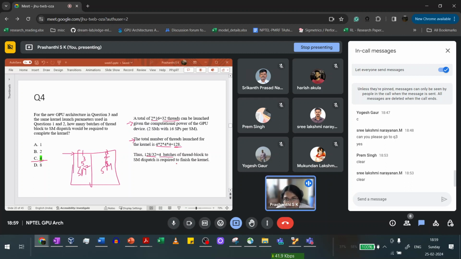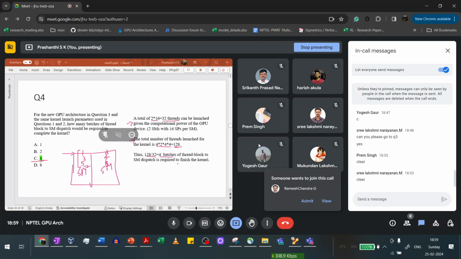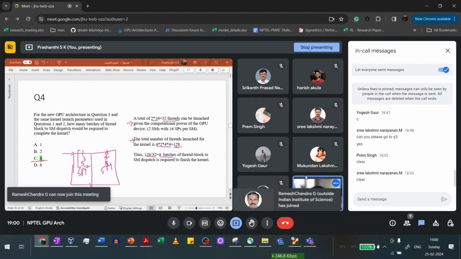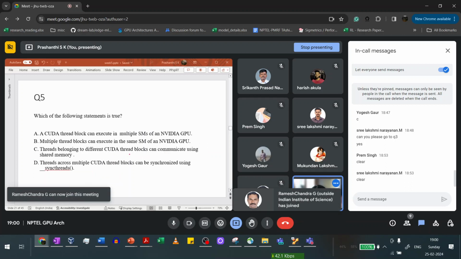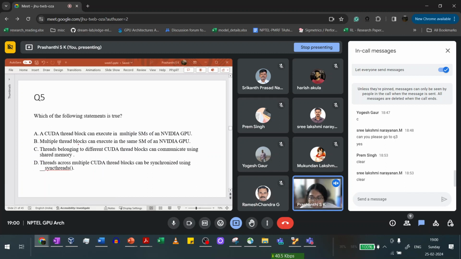Okay, let's continue. Which of the following statements is true? A CUDA thread block can execute in multiple SMs. Multiple thread blocks can execute in the same SM. Threads belonging to different CUDA thread blocks can communicate using shared memory. Threads across multiple CUDA thread blocks can be synchronized using sync threads.